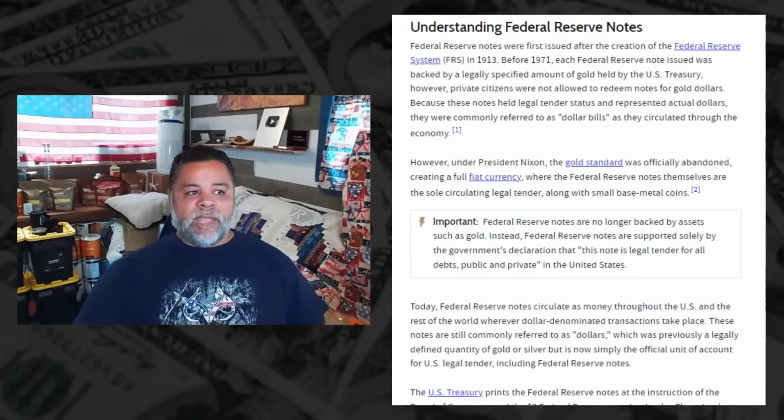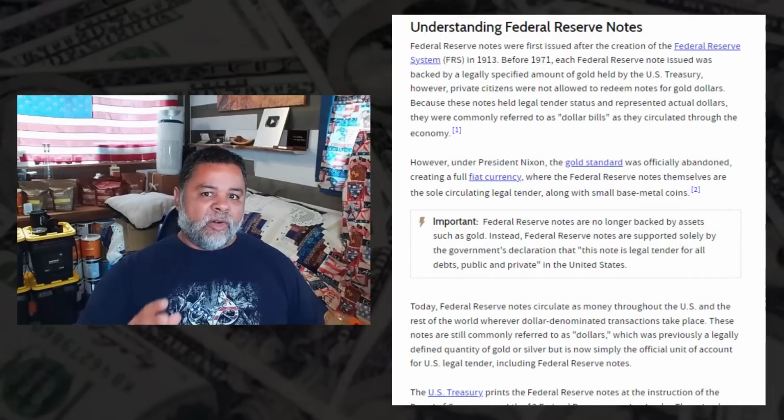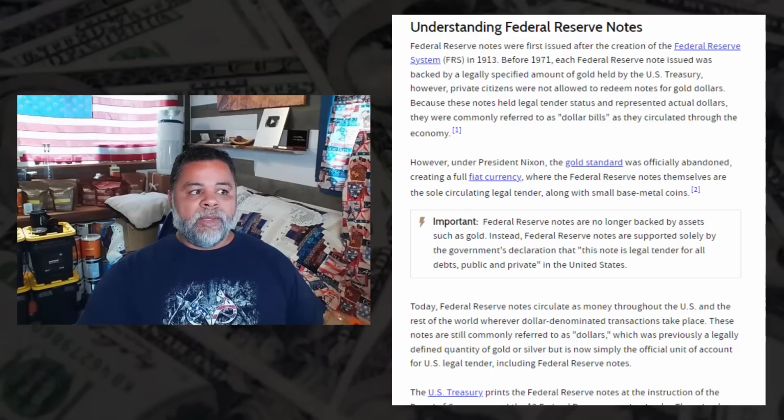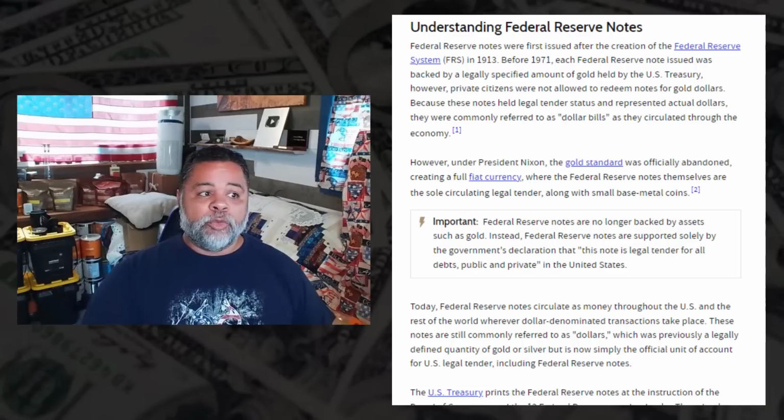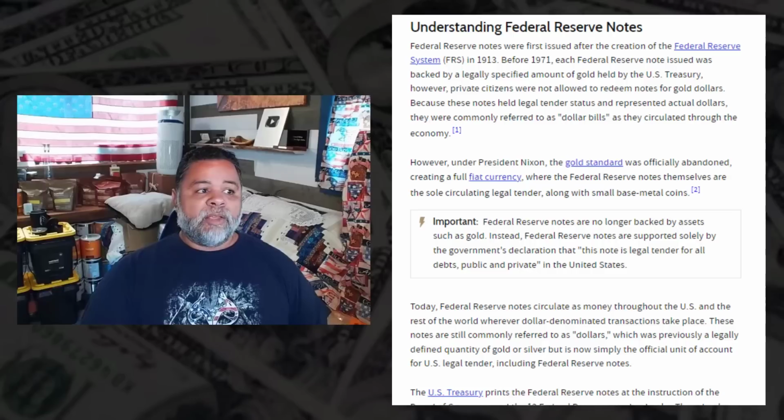Now they say here, understanding the Federal Reserve Note. You see, ladies and gentlemen, all of these questions that we have, they are answered. All you have to do is look for them. The Federal Reserve Notes were first issued after the creation of the Federal Reserve System in 1913. And before 1971, each Federal Reserve Note was backed by a legally specified amount of gold held at the U.S. Treasury. However, private citizens were not allowed to redeem notes for gold dollars. Because these notes held legal tender status and represented actual dollars, they were commonly referred to as dollar bills, as they circulated through the economy.